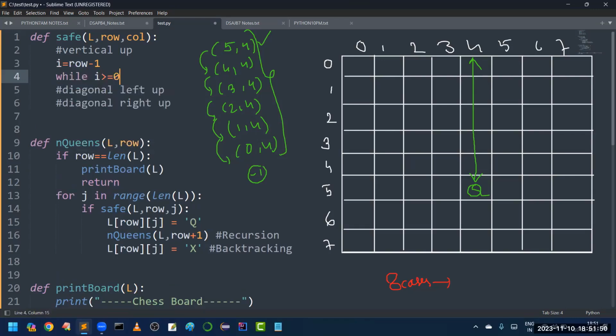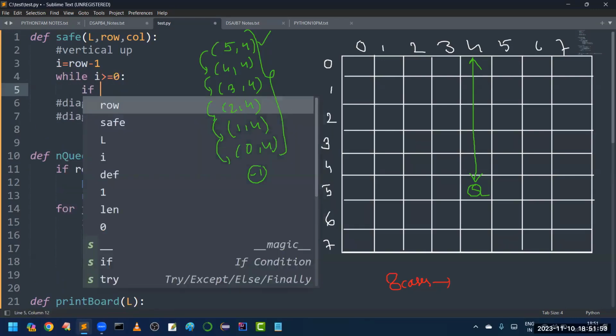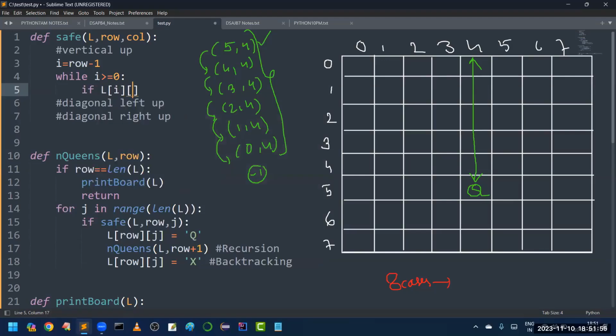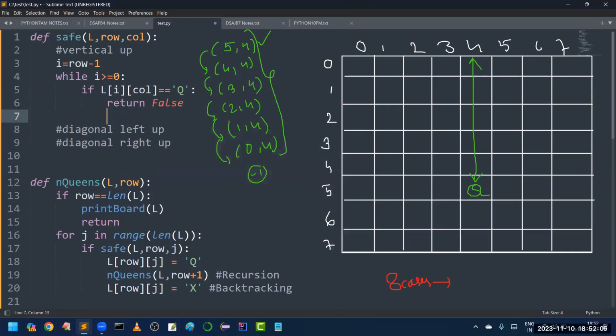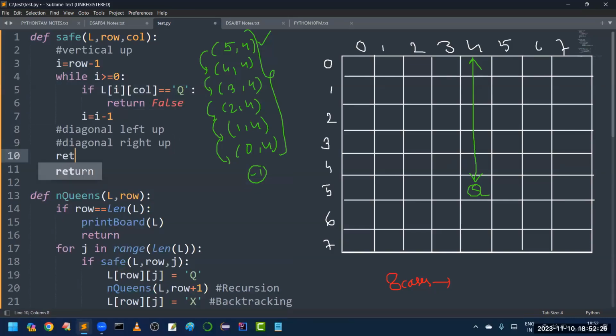Until the value of i is greater than or equal to 0, I am going to check in the ith row and jth column. Jth column in the sense it is fixed, that's why I am taking the column value. In this place, if a queen is there, then what we have to do? We need to return false. Suppose if it is not there, then take i is equal to i minus 1 and check its previous position. Like every time we are going to check. This is nothing but it is going to return false when there is a queen. If there is no queen, it won't return anything. At last, we are going to return true.